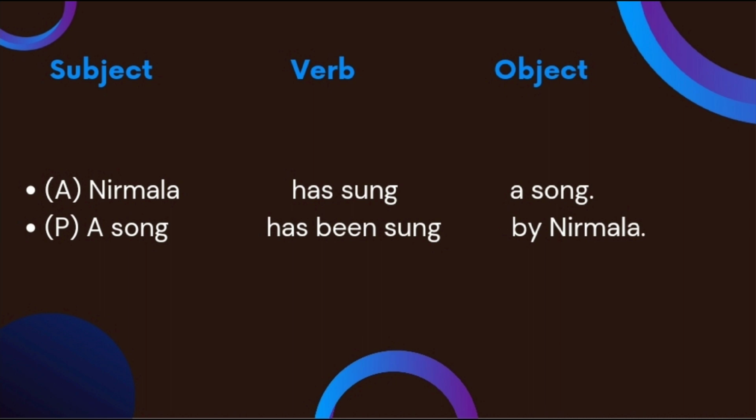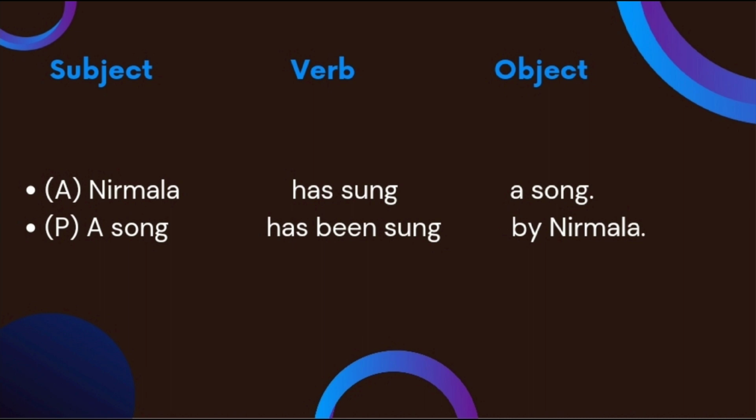Let's understand with the help of these examples. For example, Nirmala has sung a song. Here the subject is Nirmala, verb has sung, and object a song. In case of passive voice, the word used in the place of object will come in the beginning. In passive voice, a song, that's why comes in the beginning. Now a song is singular, that's why has. In every passive voice, in case of perfect tense, we use been. That's why a song has been sung by Nirmala.